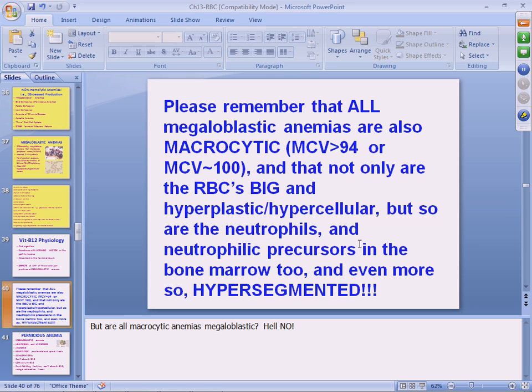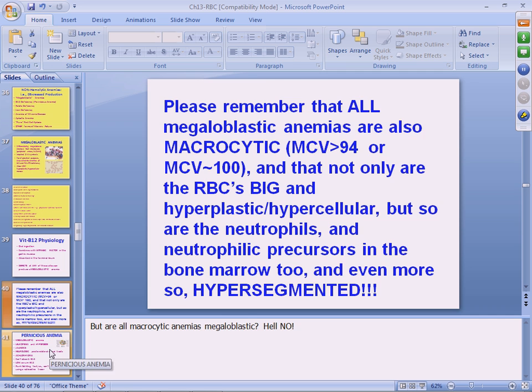Sometimes when you look at these hypersegmented neutrophils, because you happen to have nothing else to do in the hematology lab that day, sometimes you'll see them at 8 or 9 segments, individually different segments connected by little strings. So these are the laboratory features of megaloblastic anemias.